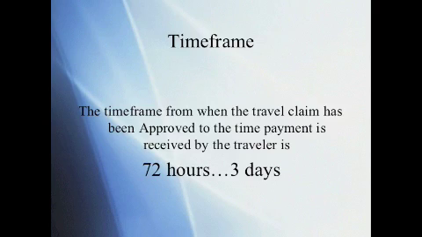The time frame from when the travel claim has been approved to the time when payment is received by the traveler is 72 hours, 3 days. That's an important time frame for you to look at. If you've gone into DTS and you see that there's an approved stamp on that document, if 3 days later you don't see that that person's been paid, something could be wrong with that document. And you'll need to go into the system and see what the status stamp is and if the document is stuck in the system.